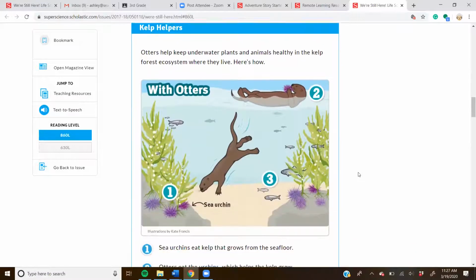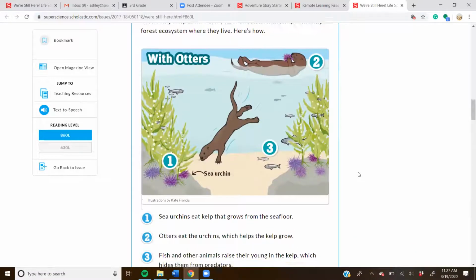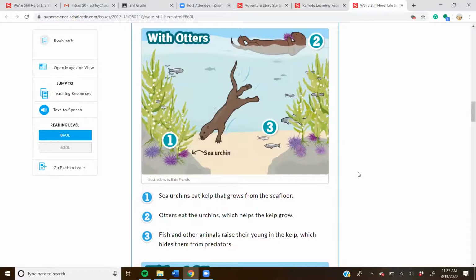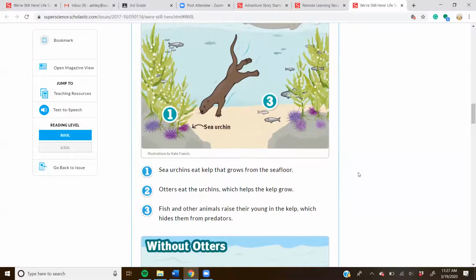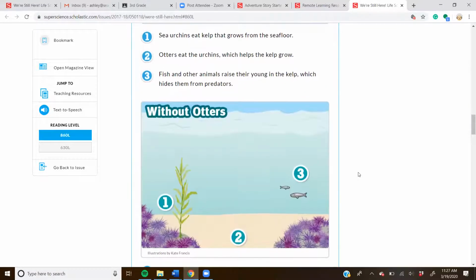Sea urchins eat kelp that grows from the seafloor. Otters eat urchins, which helps the kelp grow. And then fish and other animals raise their young in the kelp, which hides them from predators.